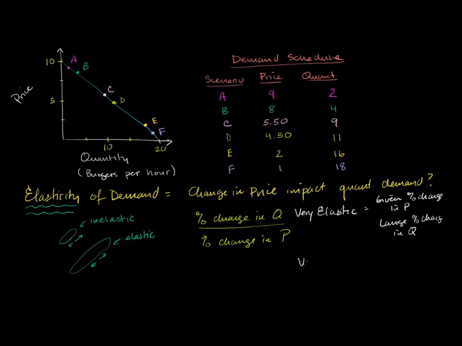And if something is very inelastic, if given a percent change in P, you have a small percent change in Q. So just like a rubber band, for a given amount of force, if you're not able to pull it much at all, then it's inelastic. If you're able to pull it a lot, it's elastic. Same thing with price and quantity.